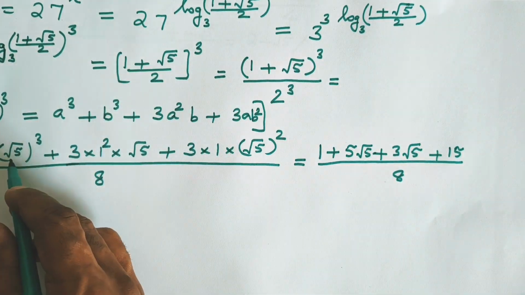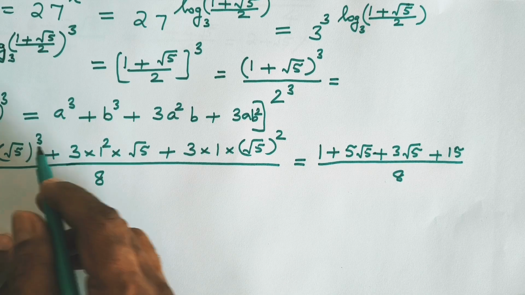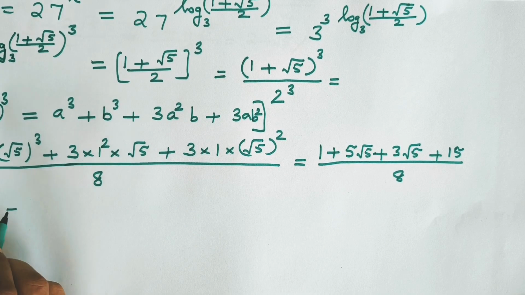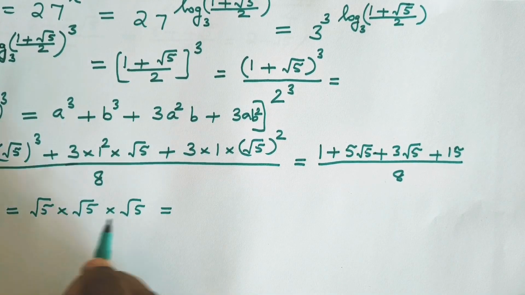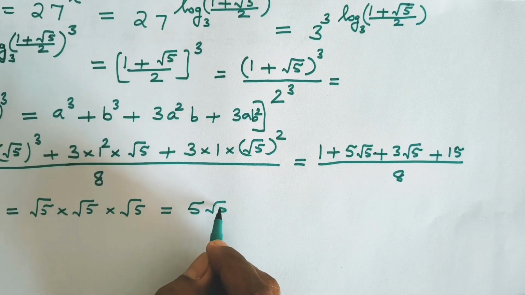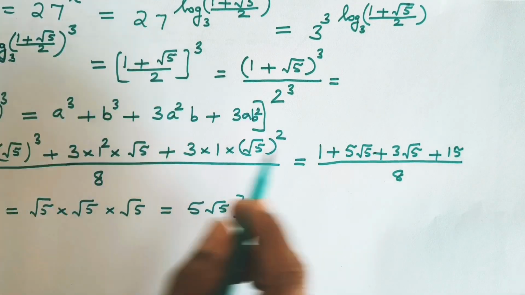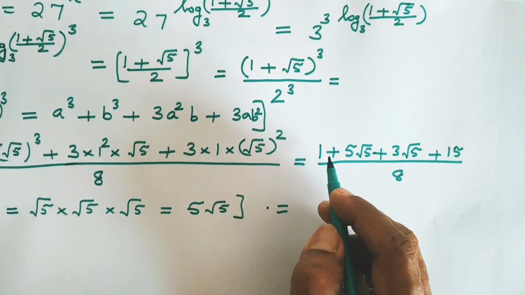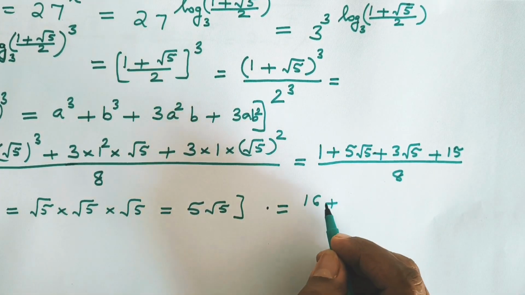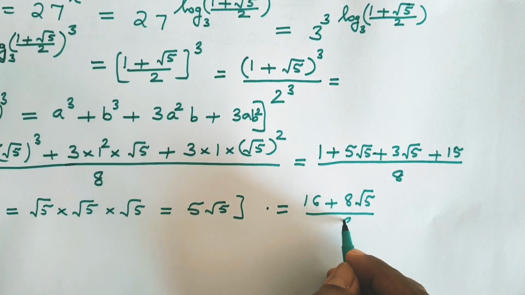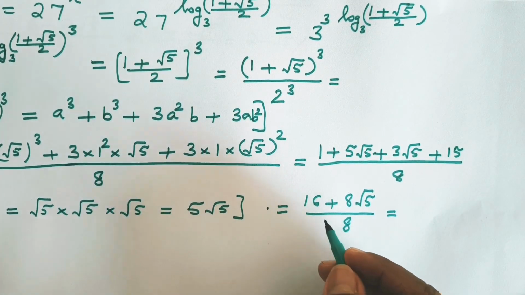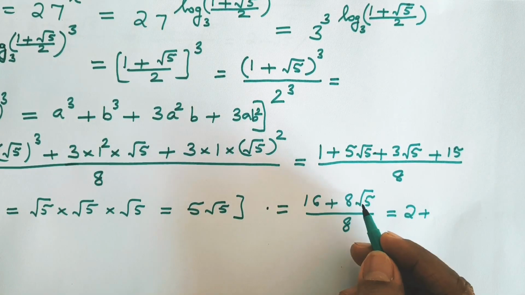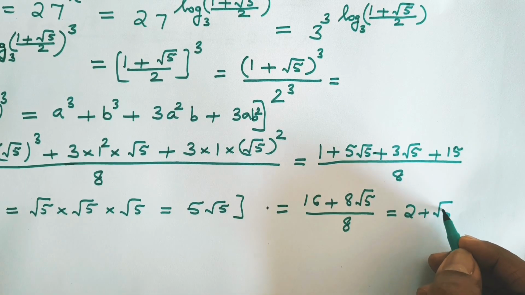You might want to know how I wrote root 5 the whole cubed as 5 root 5. I'll show it here. Root 5 cubed will be root 5 times root 5, combining these two, what do you have? 5. The other root 5 I'm writing. That's how I wrote this from this. Okay. Now this you further simplify. 1 plus 15, that is 16. 5 root 5 plus 3 root 5, 8 root 5, the whole divided by 8. Now you separately divide these two terms by 8. So 16 divided by 8 is 2, and 8 root 5 divided by 8 will cancel out and you will have root 5.